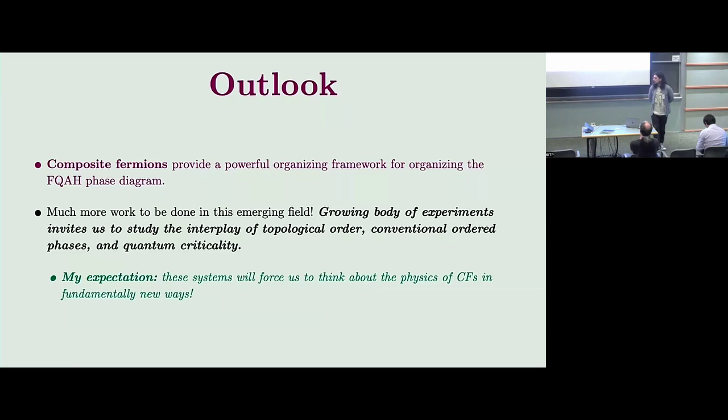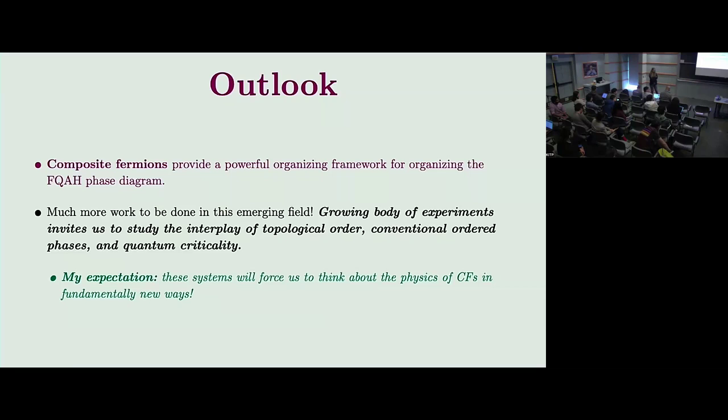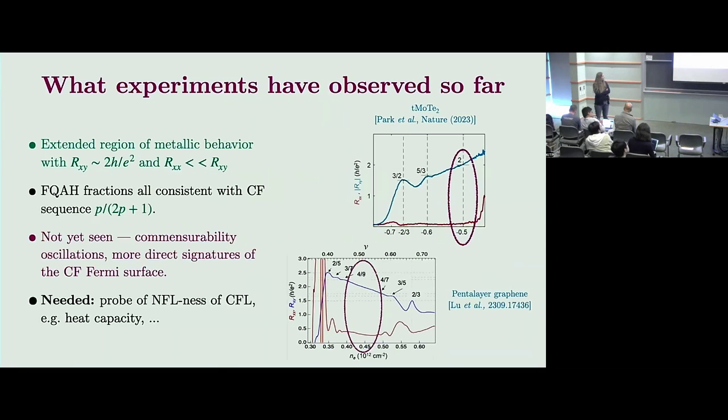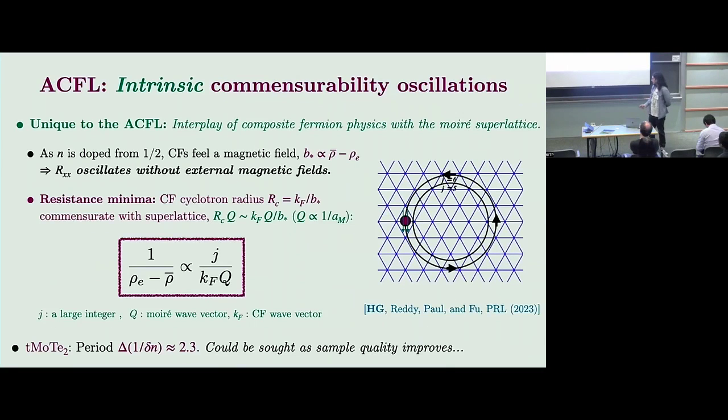Maybe you answered this already, but the period you had for these new oscillations, could you translate that into filling factor? Yeah, essentially, this is already written in terms of filling factor. That's why this number is dimensionless. So this is 1 over delta n, where n is the density times the Moire unit cell. So it's at filling factor 0.1? Yeah, 0.1 and 0.9, something like that.